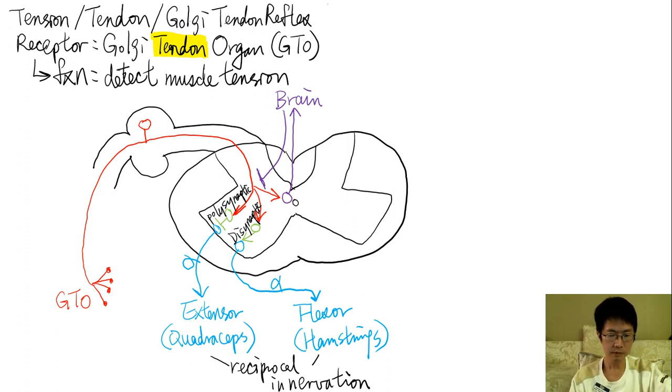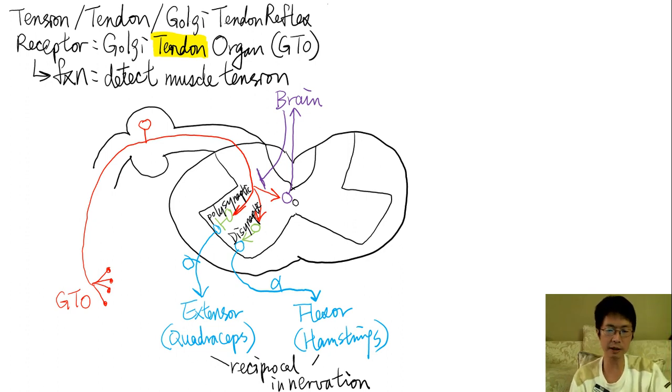Let me explain it to you now, okay? Same thing. When we hit the quadriceps tendon here, then we activate the GTO. We stimulate the GTO so that the GTO will fire action potential. So action potential will go up along this afferent neuron, and then you send the action potential to your brain so that, okay, I can feel that someone is hitting my quadriceps tendon.